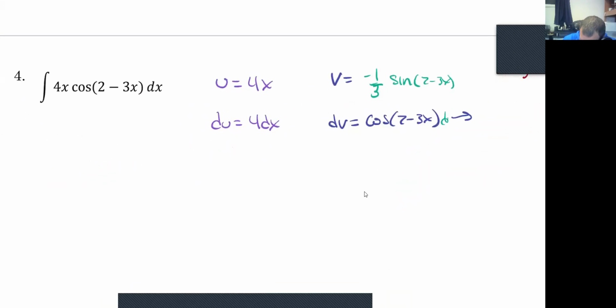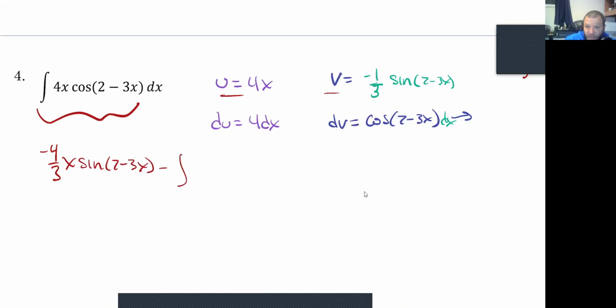Okay, there's a dx here. So that means that we're going to end up with u times v, right? So this antiderivative is u times v. So we're going to get a negative 4/3 x sine 2 minus 3x minus the antiderivative of v du, right? So I'm going to get a negative 1/3 times negative 4. So negative 4/3 sine 2 minus 3x dx.